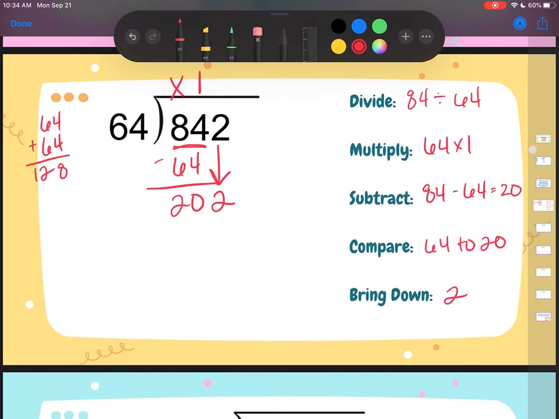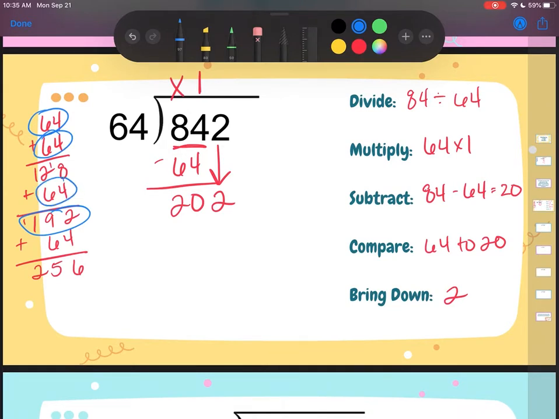So now I'm going to continue my repeated addition until I get a number close to 202. So I'm going to do 128 that we already did, plus another 64. That ends up with 192, plus another 64 gets me 256, so that's too big. So 192 is what we're going to look at, right? Well, that took 1, 2, 3 64s. So it's going to be 64 times 3 gets me 192. When I subtract, I end up with 0.